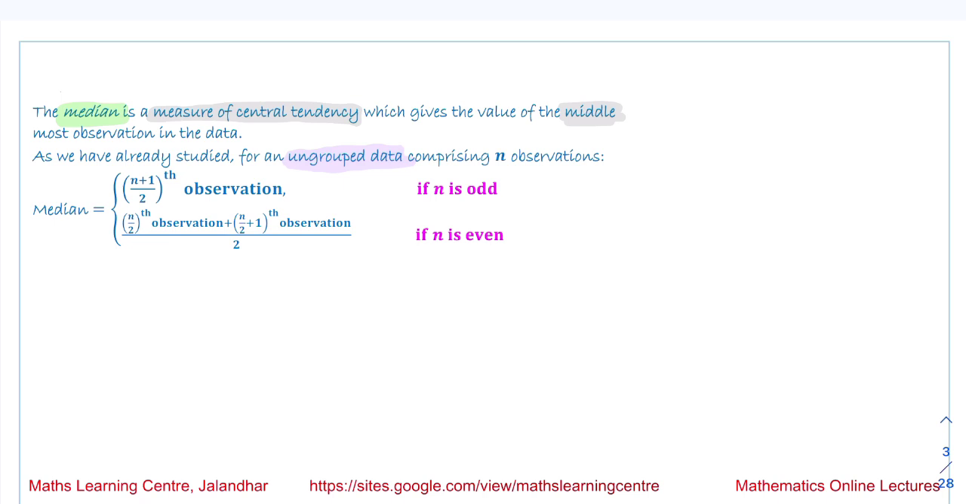In our previous lectures of class 9th, we have already studied that if an ungrouped data is given to us and there are n observations, then the formula for the median is: if n is odd, it is the (n plus 1) by 2th observation, and if n is even, then it is the n by 2th observation plus the (n by 2 plus 1)th observation, divided by 2. For problems based upon this formula, you can refer to the videos related to class 9th.